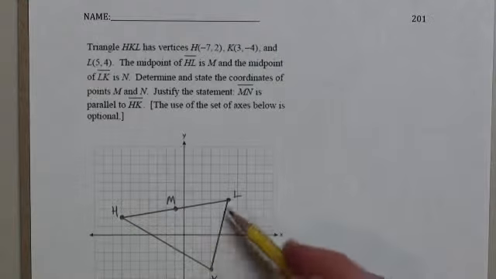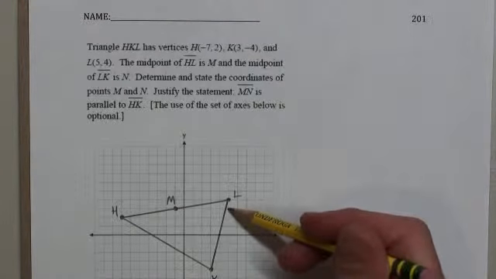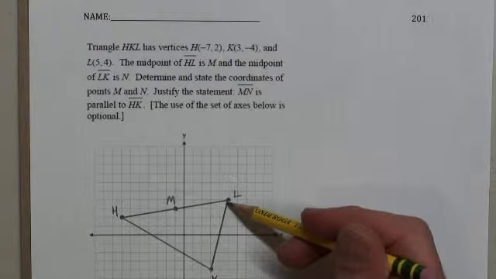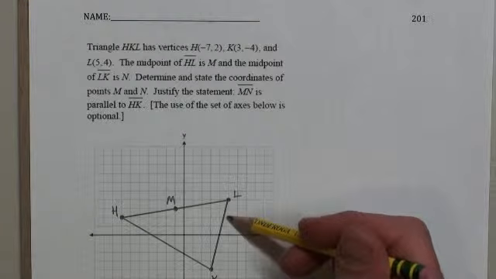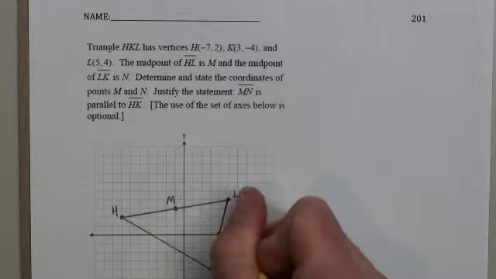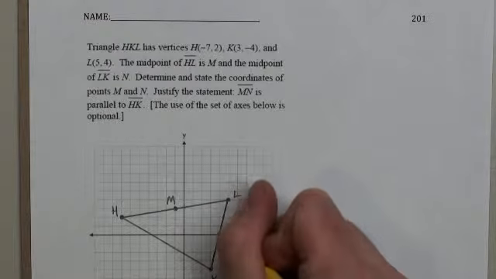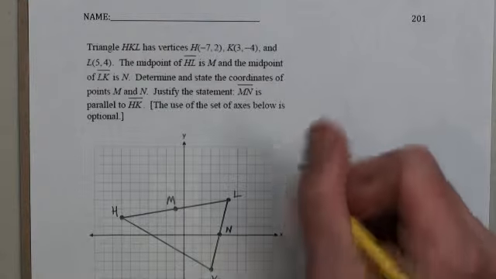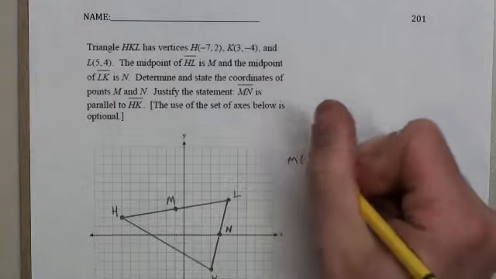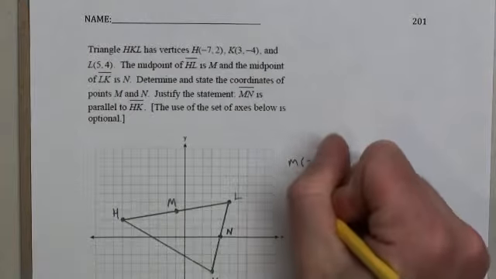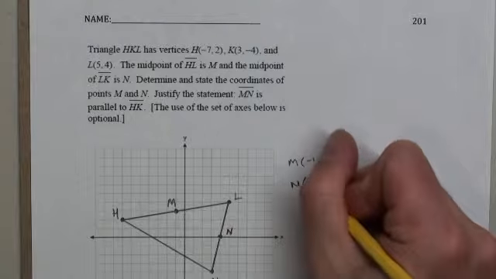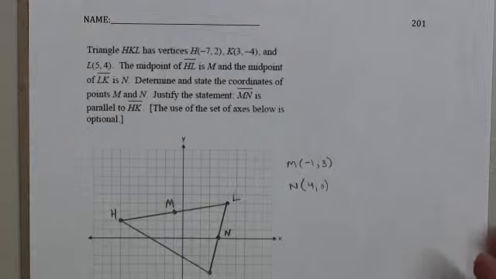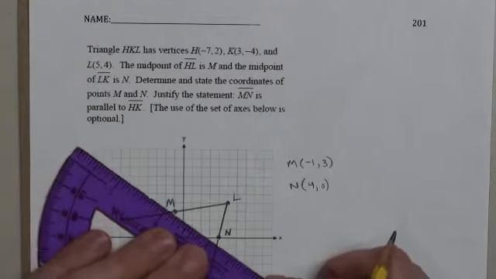And the midpoint of LK is N. For L to K, I go down 8 and to the left 2. So instead, I'm going to go down 4 and to the left 1. So that's N. Determine and state the coordinates of points M and N. So this is just like the last problem. M is negative 1, 3. N is 4, 0.